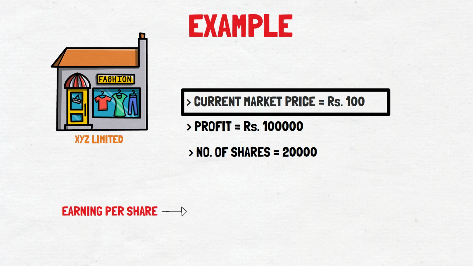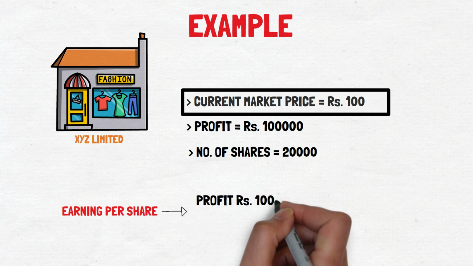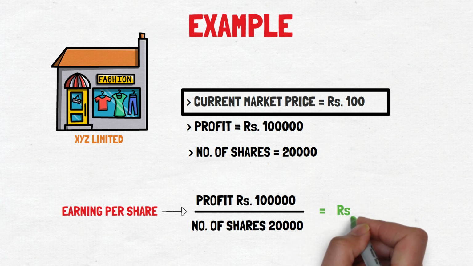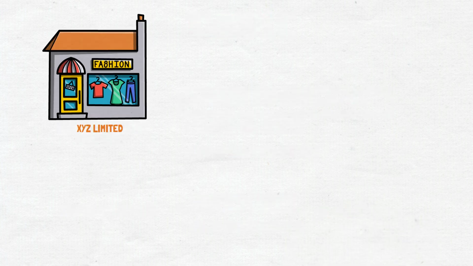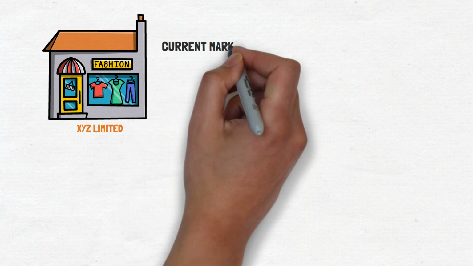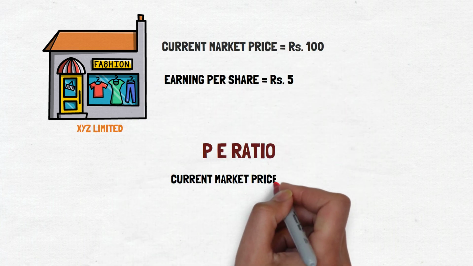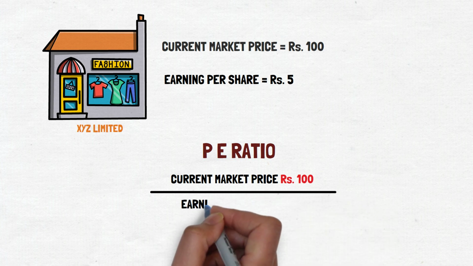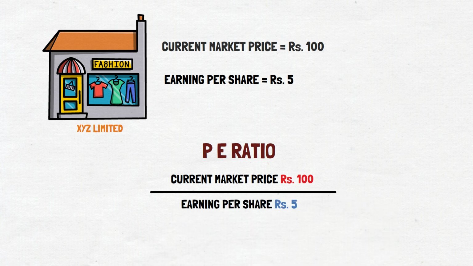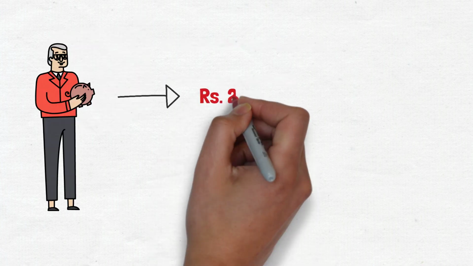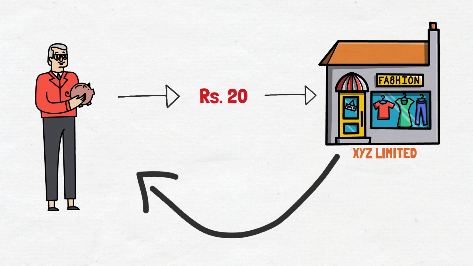We can do this by dividing the profit of rupees 100,000 by the number of shares, that is 20,000. By doing this, we will get the earning per share of rupees 5. Now, since we have both price and earning per share information, we can calculate the PE ratio by dividing the price of a share, that is rupees 100, by earning per share of rupees 5. So the PE ratio for XYZ Limited will be 20. It simply means an investor needs to invest rupees 20 in XYZ Limited to earn rupee 1.